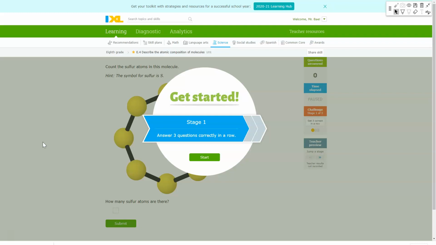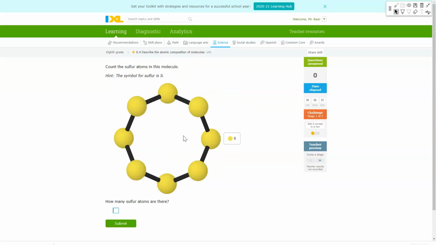Hello everyone, today we're going to go over E4, describe the atomic composition of molecules. So let's get started. The first one here, you just need to count the number of atoms in this molecule. As you can tell, there are 1, 2, 3, 4, 5, 6, 7, 8. So you just need to type in 8 for the first one here.